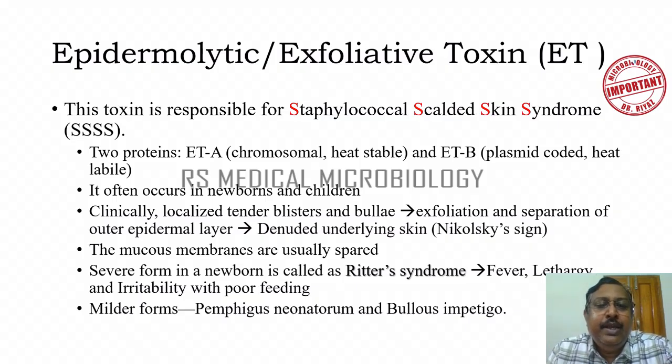What it does basically starts with localized blisters which can slowly convert into bulla. Once this bulla is there, the topmost layer will slough off and there will be denuded skin underneath this particular epidermal layer. The mucous membrane is usually spared. The milder forms are pemphigus neonatorum and bullous impetigo. The severe form is what is called Ritter's syndrome, which comprises, apart from the toxin effect, fever, lethargy, and irritability with poor feeding.